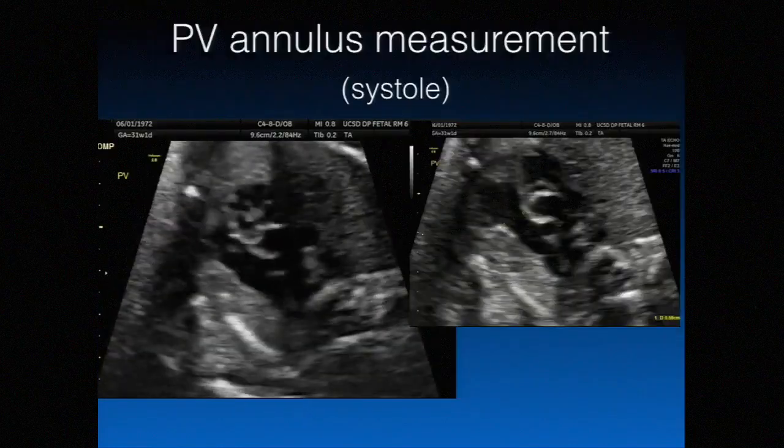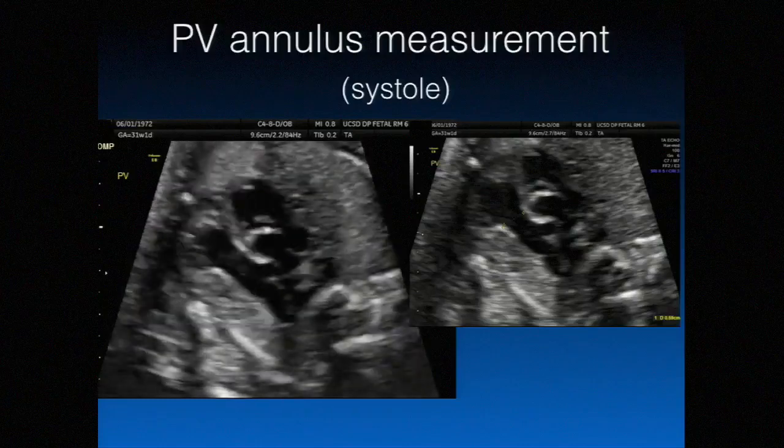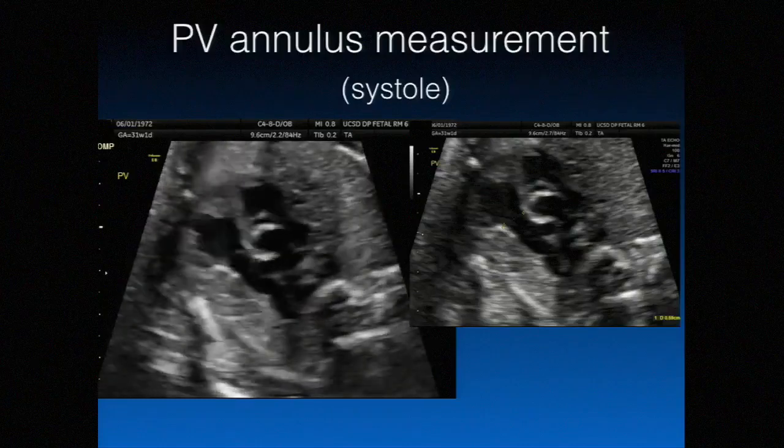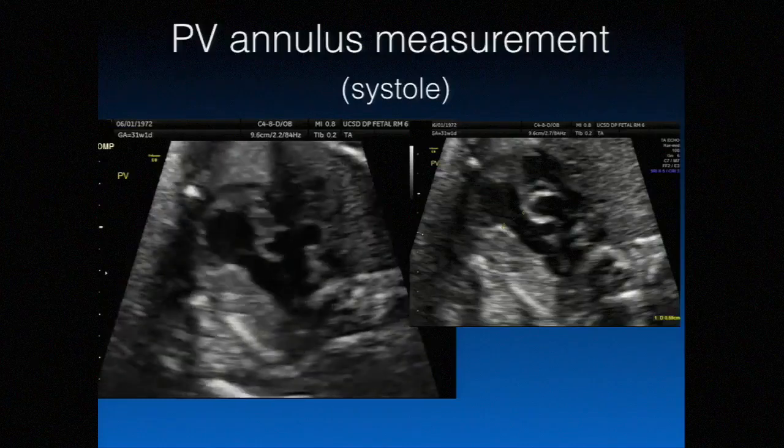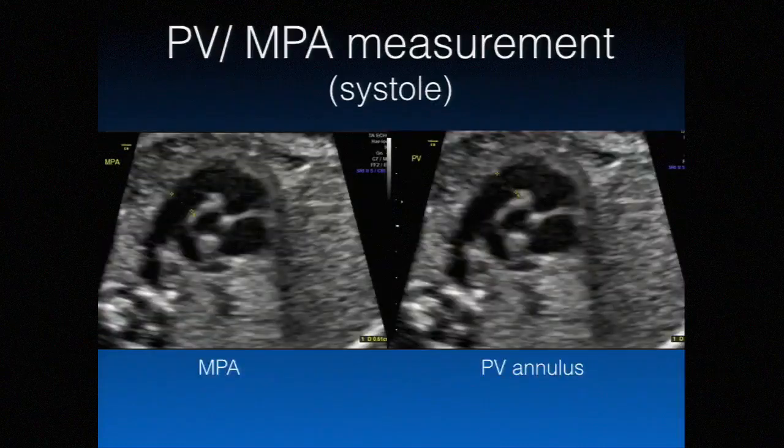And pulmonary valve measurements, again, at the level of the annulus with the valve open, taken with your calipers at the hinge points. I take measurements of the main pulmonary artery and branch pulmonary arteries if there's any suspicion of abnormality for the sake of completeness. So your main pulmonary artery is taken right in between the level of the branching and the pulmonary valve as well.